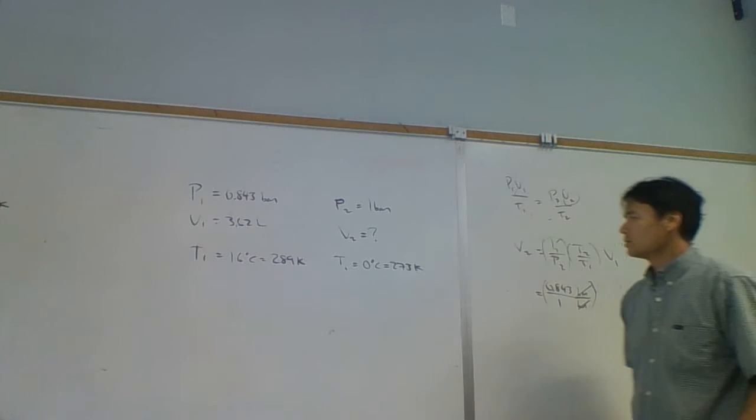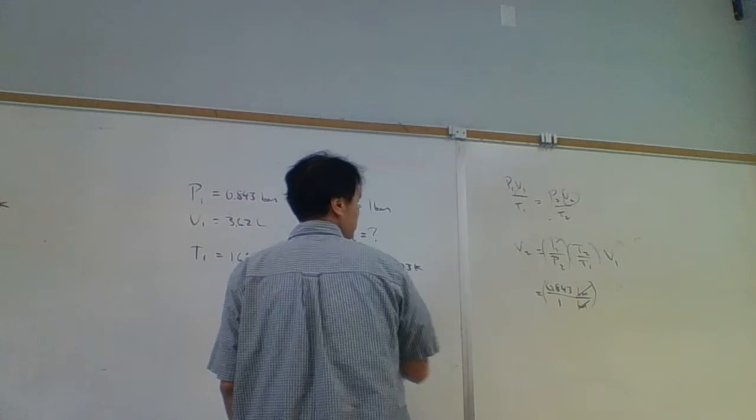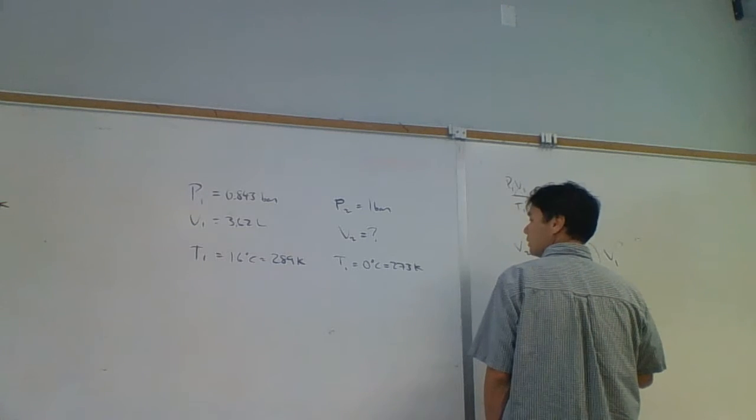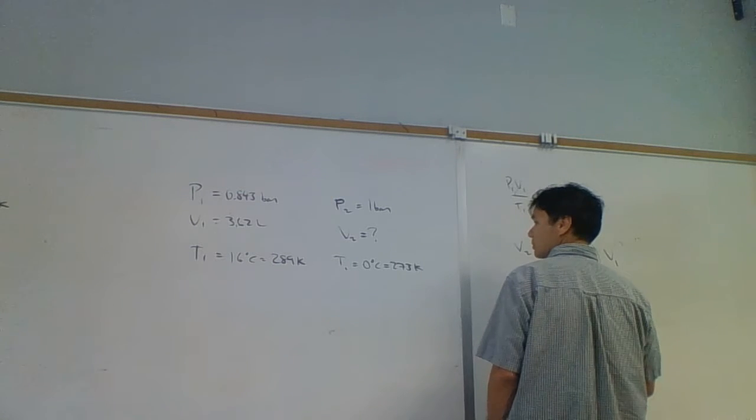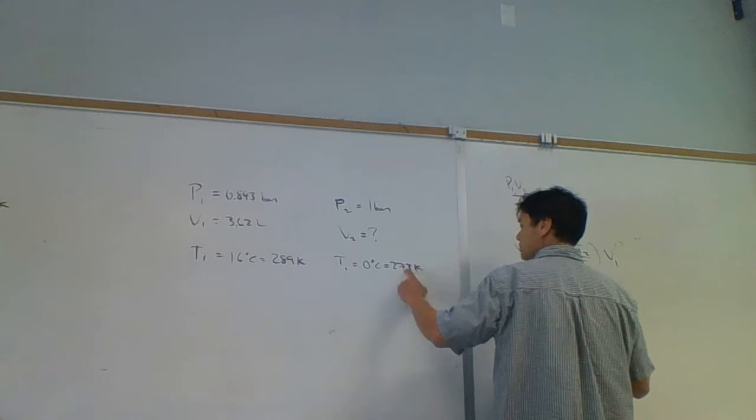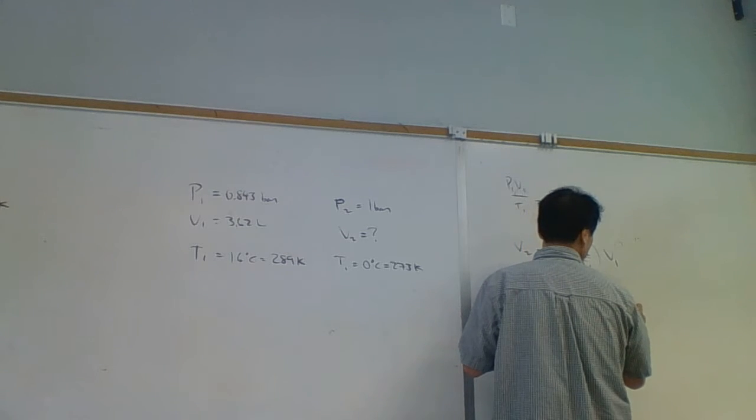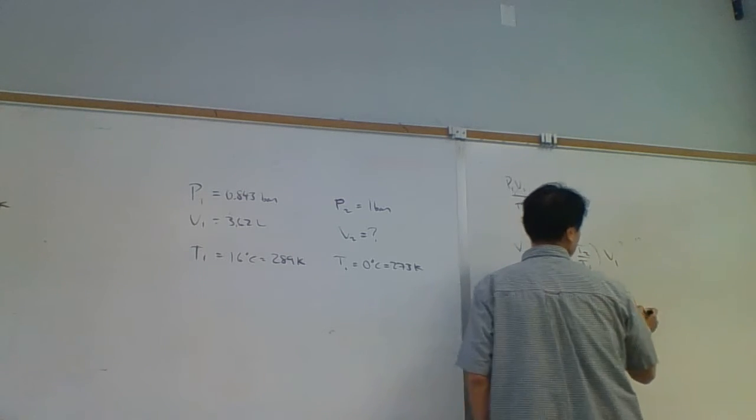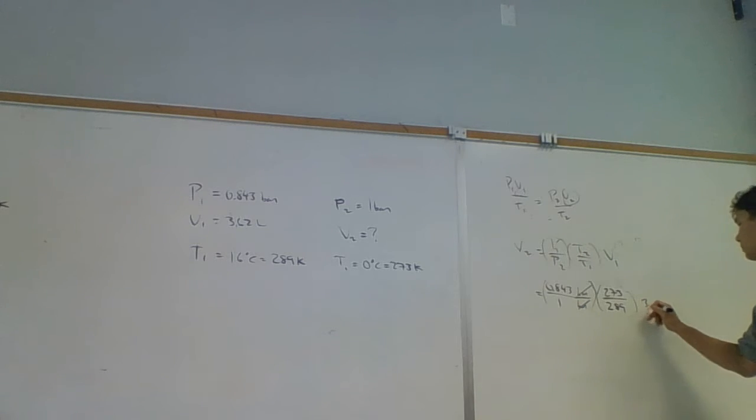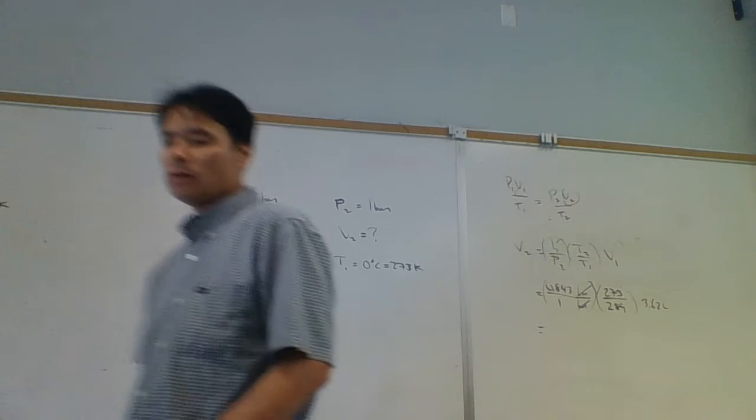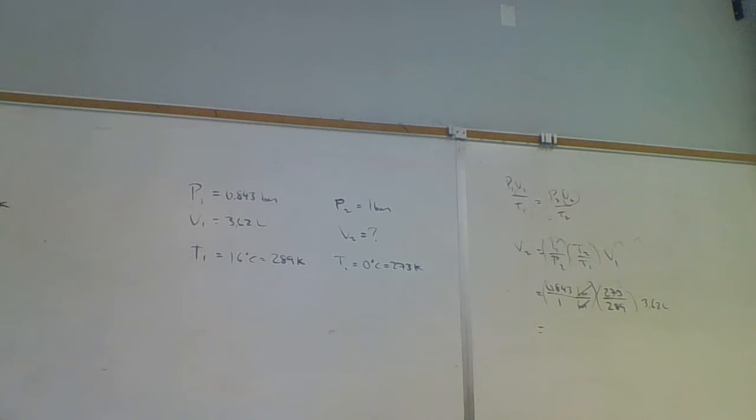Let's look at what happens with the temperature. The temperature goes up, and the temperature fraction, 273. Oh, actually, the temperature doesn't go up. The temperature went down. Sorry. The temperature went down, so the temperature fraction is actually going to be less than 1. V1 is 3.62. And so both of those are going to make the volume smaller. So we're going to get 0.843 times 273.